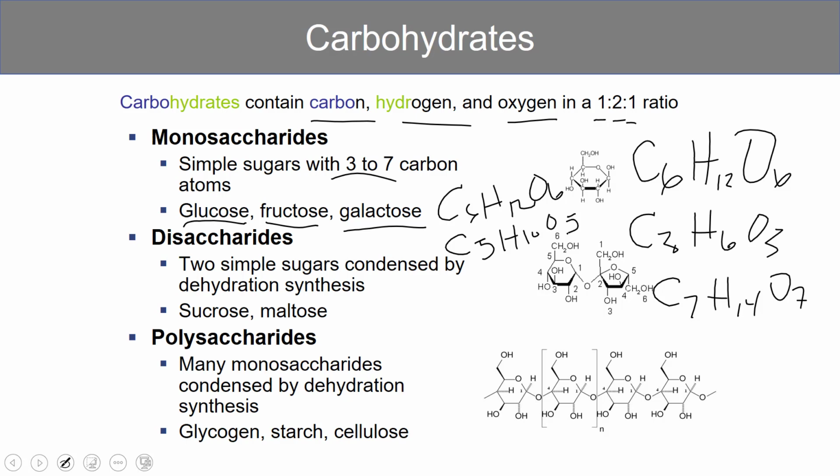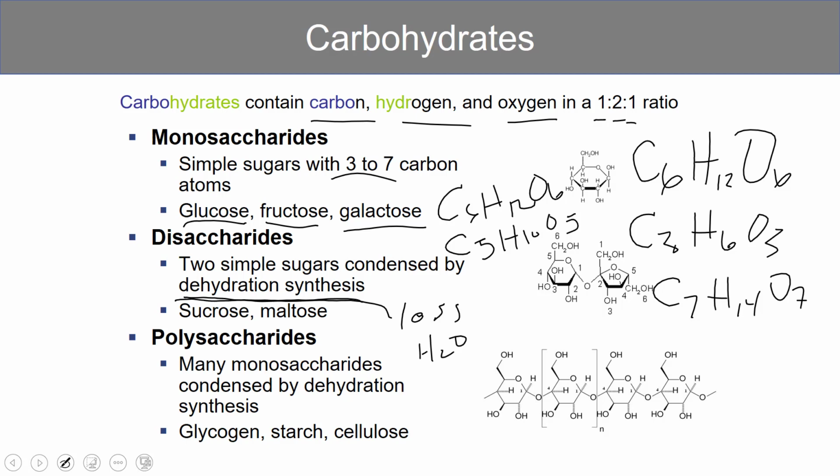Disaccharides occur when two simple sugars are condensed through dehydration synthesis. If you remember when we talked about different types of chemical reactions, dehydration synthesis was one example. So when you take two monosaccharides, two simple sugars, and join them together through dehydration synthesis, dehydration refers to the loss of water. So you lose a water molecule in the process. Then you form a disaccharide.